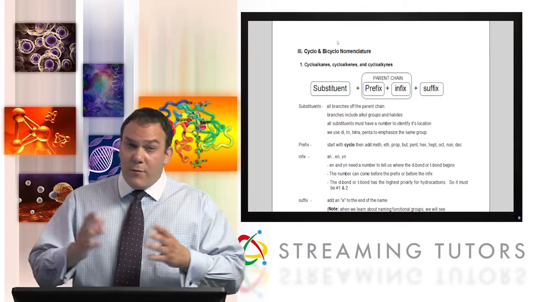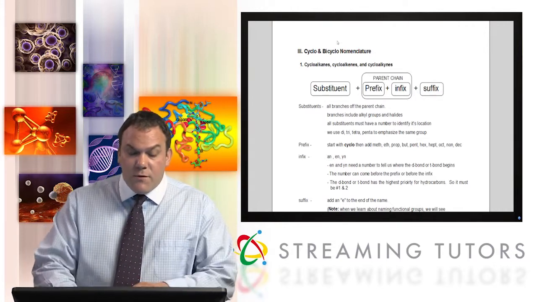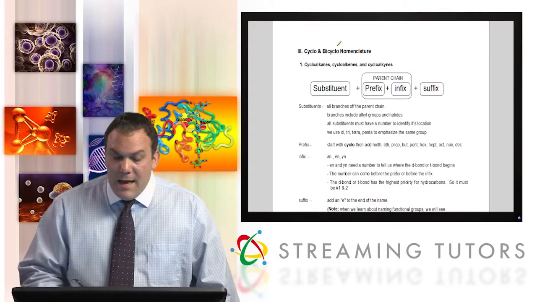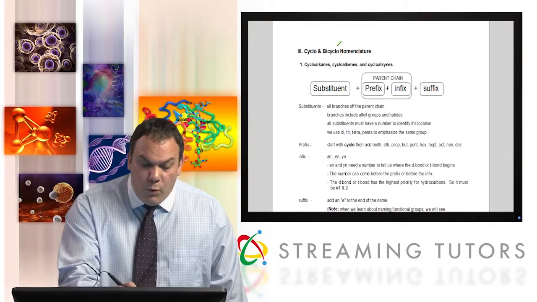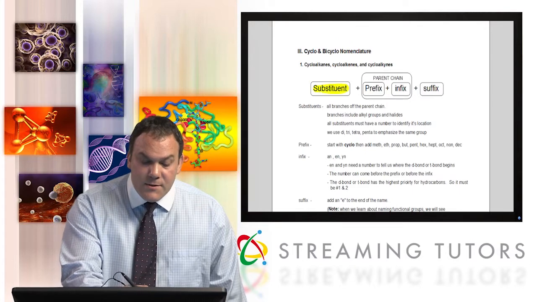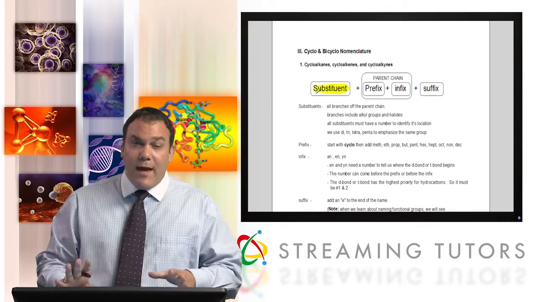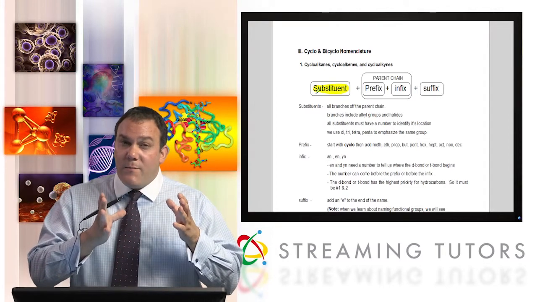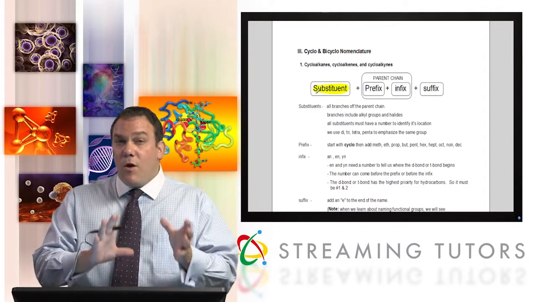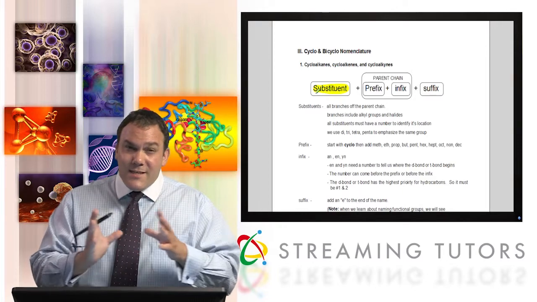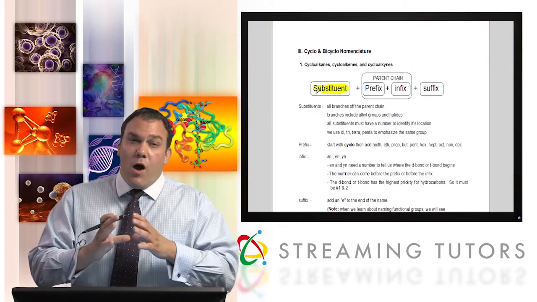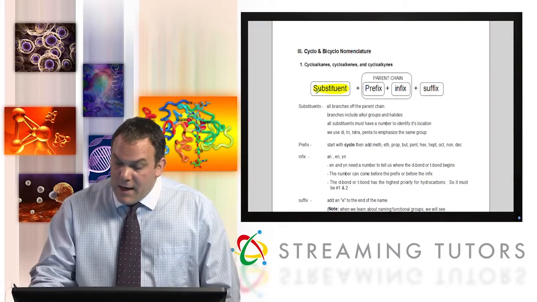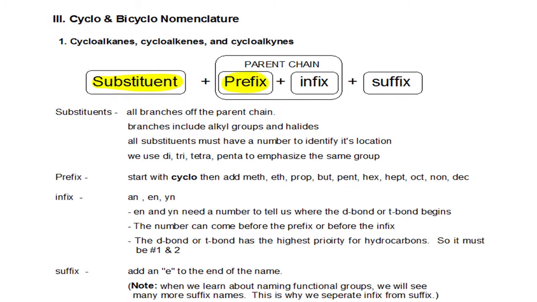Okay, so how do we name them? Well, here's the general template that we're going to follow. We start by naming all substituents just the same as we did with alkanes. With alkanes, you always put the substituents first, you identify their position by a number, and then you go on with the parent. But in this case, the parent is made up of two different components, the prefix and the infix. Those two combined make up the parent name.